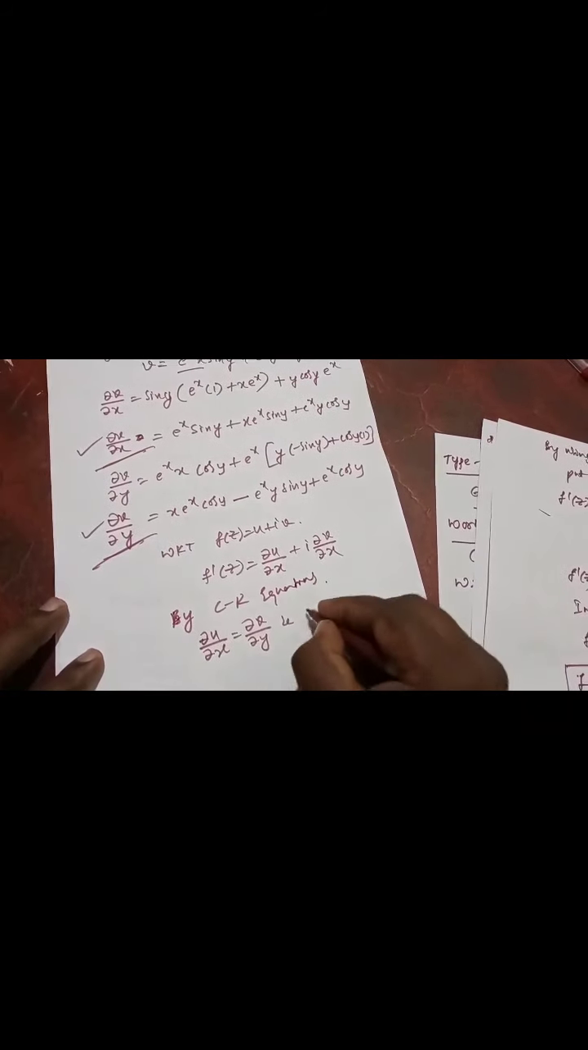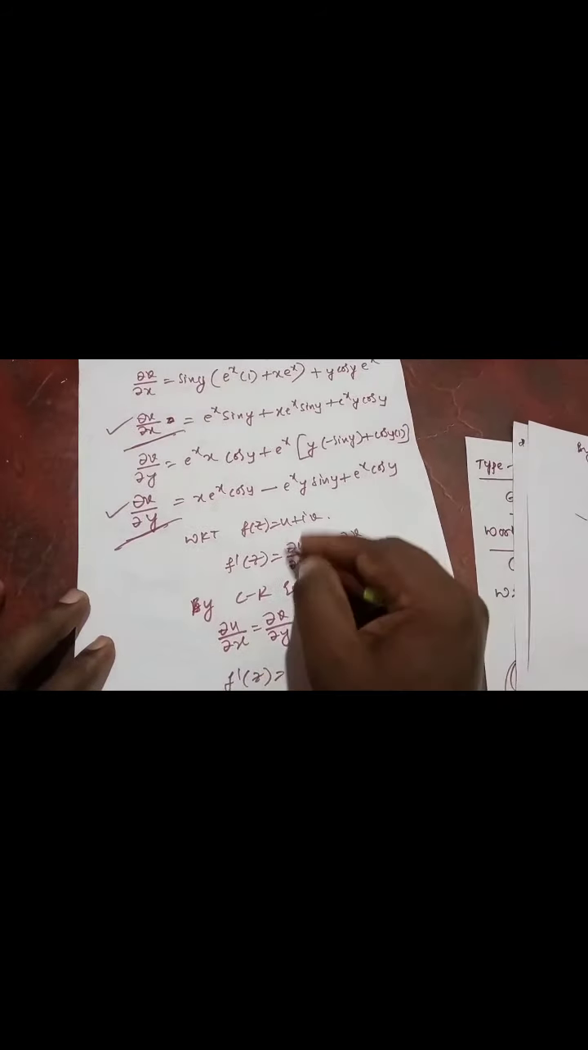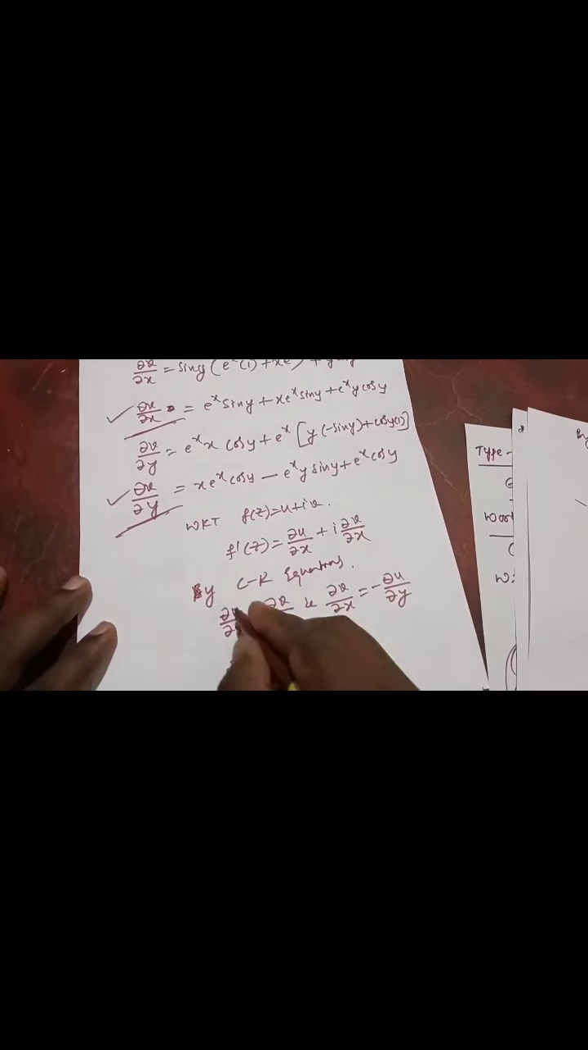By CR equations. What are CR equations? That is dou u by dou x equal to dou v by dou y, and dou v by dou x equal to minus dou u by dou y. By using this, here f dash of z equal to, we have to change this u to v. That is dou u by dou x.